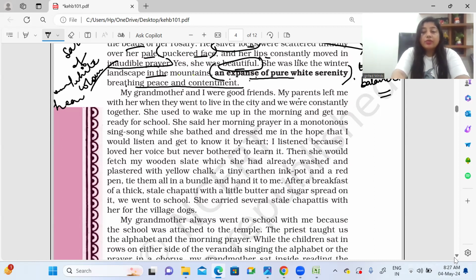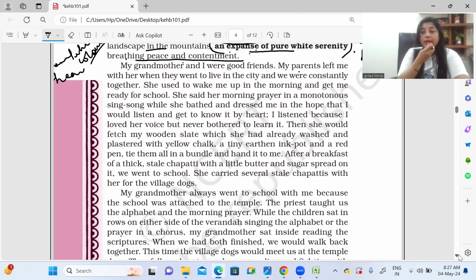My grandmother and I were good friends. Now, here he's trying to develop the story. In the first paragraph, he introduced you to how his grandmother looked. Now, he will discuss the bonding that he had. My grandmother and I were good friends. My parents left me with her when they went to live in the city, and we were constantly together. So, the storyline here is that the grandmother and the narrator were very good friends, and they used to live together in a village. And the parents had gone to the city.